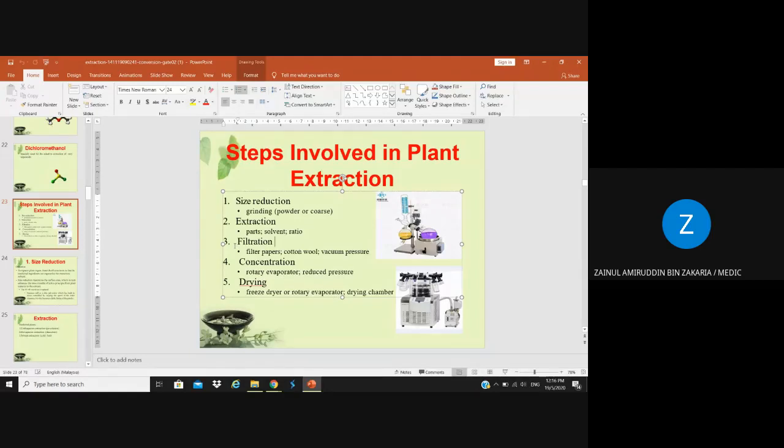Okay, and then after filtration, you do the concentration. This is what we mean by concentration. You use the rotary evaporator.